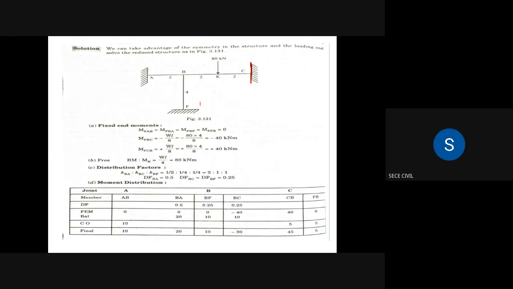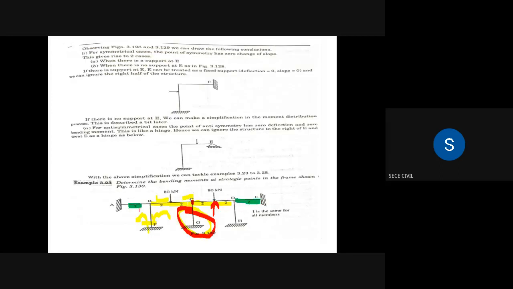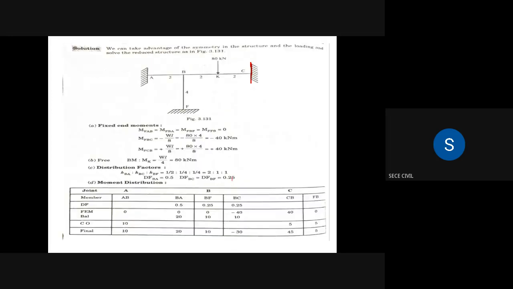Now we are analysing. Same steps: fixed end moment, distribution factor, moment distribution table, and we are calculating the final moment. So this is the reduced structure; the actual structure is this. Totally 7 members. After reducing, we have only 3 members: AB, BC, and BF. BF length is 4 meters.